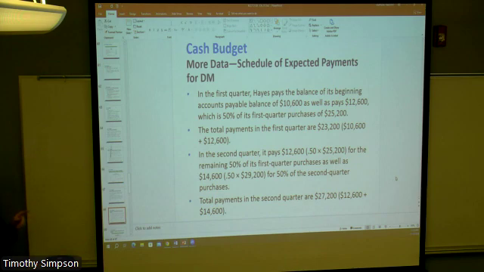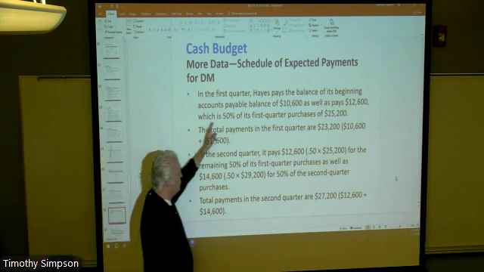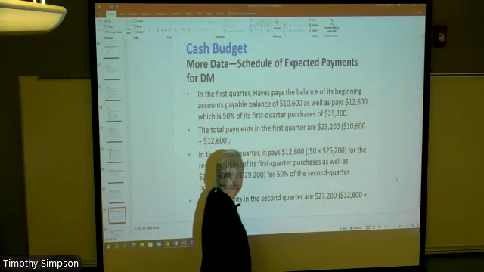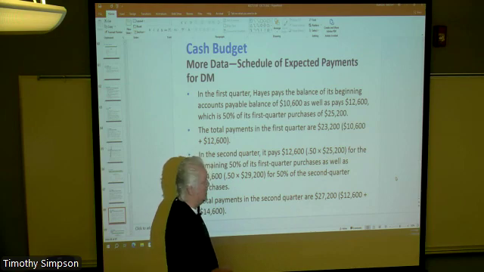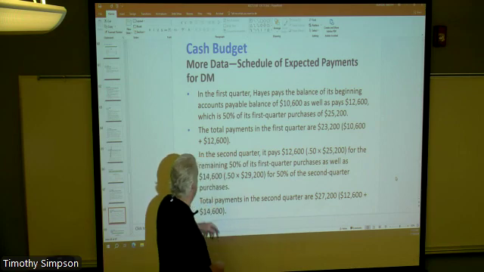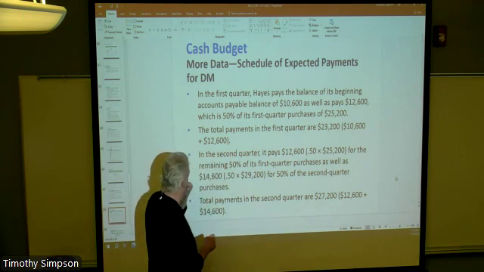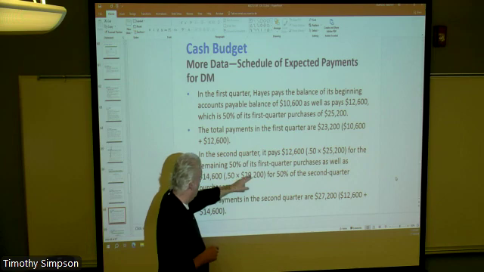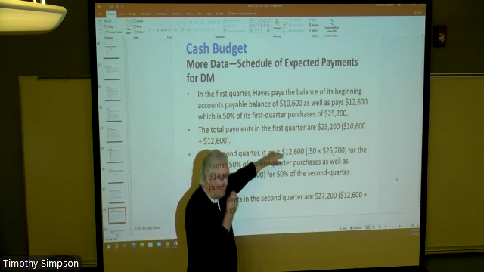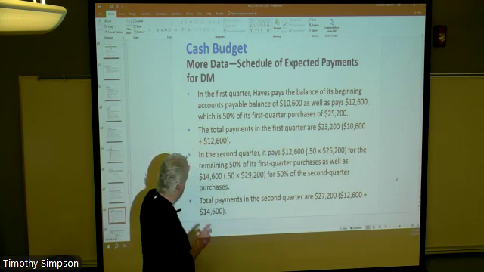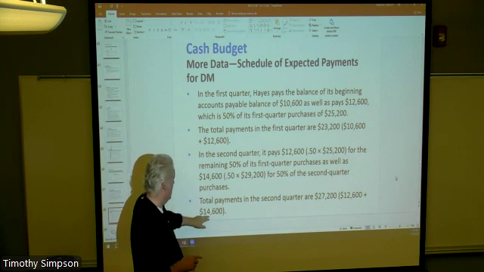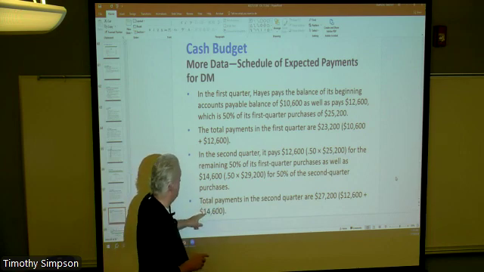Now that 12,600, which was 50% of the purchases in that first quarter, we still have to pay. We're going to roll that to the next quarter because we say we're going to pay half now, half next quarter. So we're going to pay 50% of 25,200, which is 12,600, plus 50% of the new purchases, which in this quarter goes to 29,200. Half of that is 14,600. So the 12,600 carried over from the first quarter plus the 14,600 we're paying in this present quarter gives us total disbursements in the second quarter of 27,200.